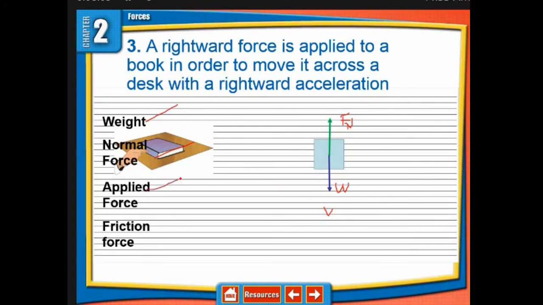Next would be the applied force. So you apply a certain force just like this. This will be your F applied. Don't get your mind dirty. It's applied force. So that's it. And then this one is moving, so we're going to put the friction force, opposite to the applied force.